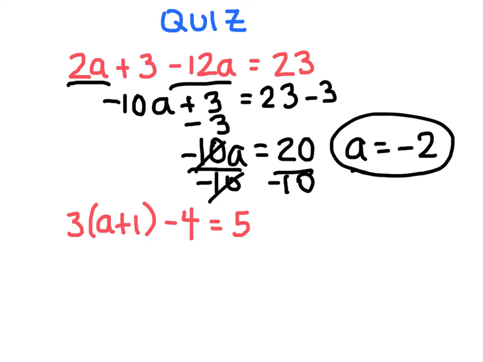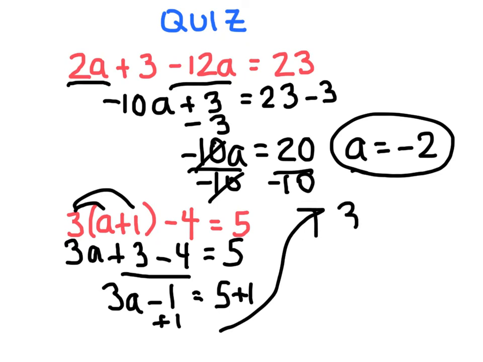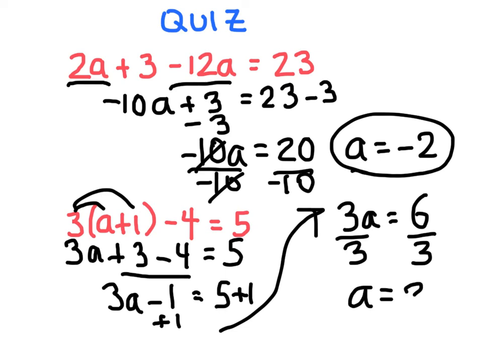Okay, the next quiz problem, we're going to distribute 3. So that's 3a plus 3 minus 4 equals 5. This time the like terms are 3 minus 4, that's negative 1. So 3a minus 1 equals 5. Add 1 to both sides. Okay, I'm going to move up here. So 3a equals 6. Now divide by 3 on both sides. So a equals positive 2.